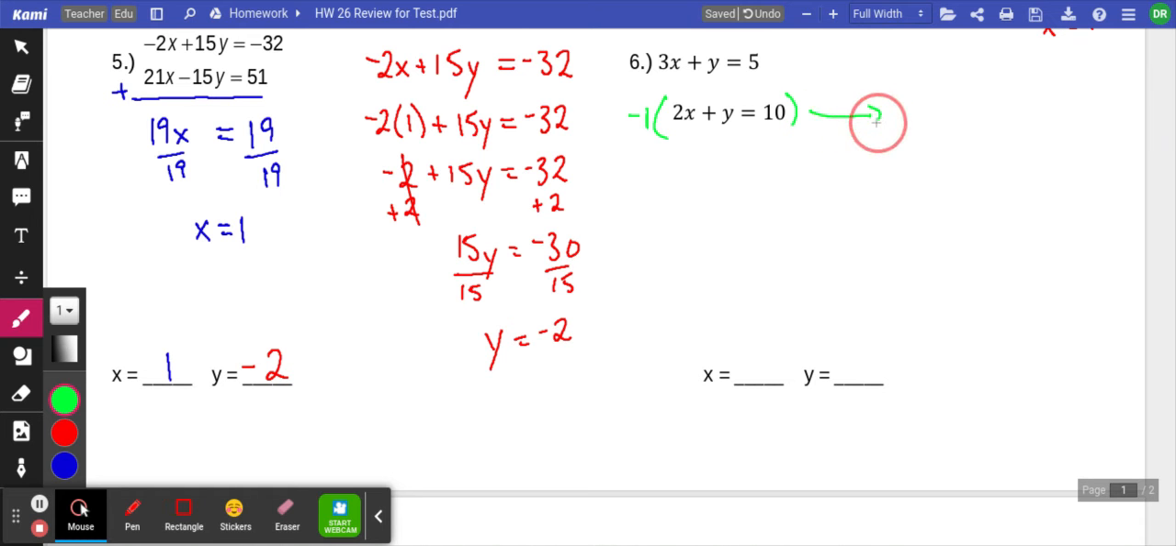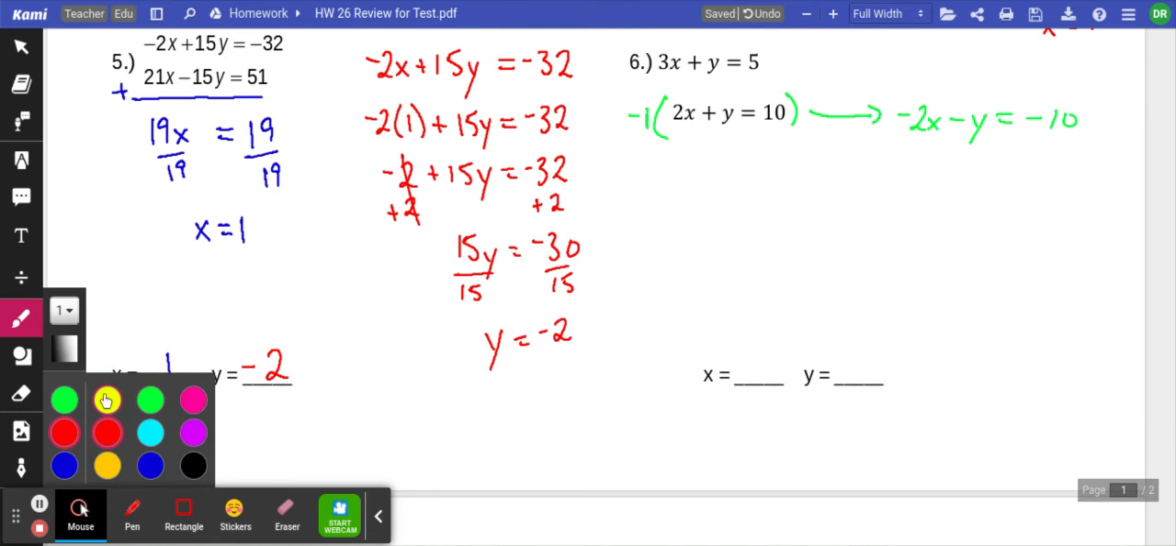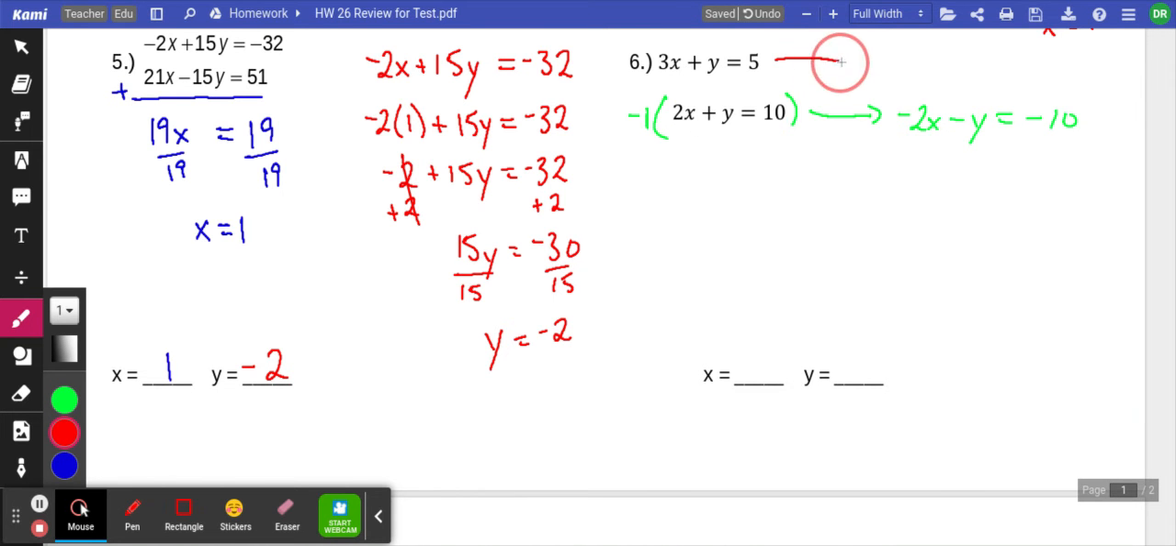That means I'm going to multiply every value in that equation by negative 1, which really just changes the signs of each value. So when I multiply by negative 1 to 2x, I end up with a negative 2x. Negative 1 times positive y is now a negative y equals, and then negative 1 times positive 10 is now negative 10, which is good to have, because if we take that equation and compare it to this equation, 3x plus y equals 5.